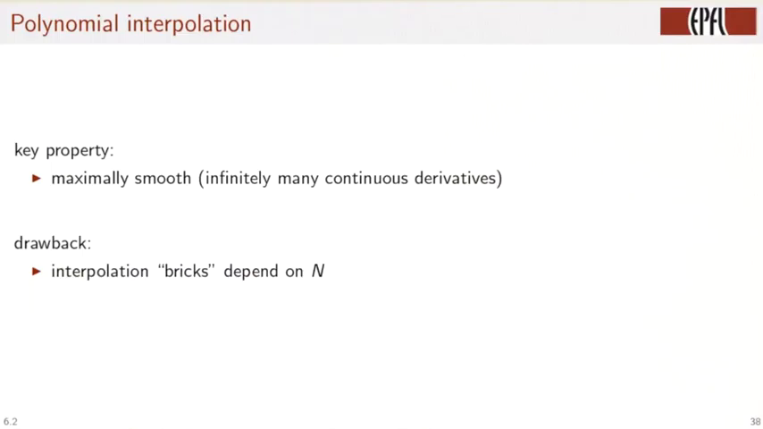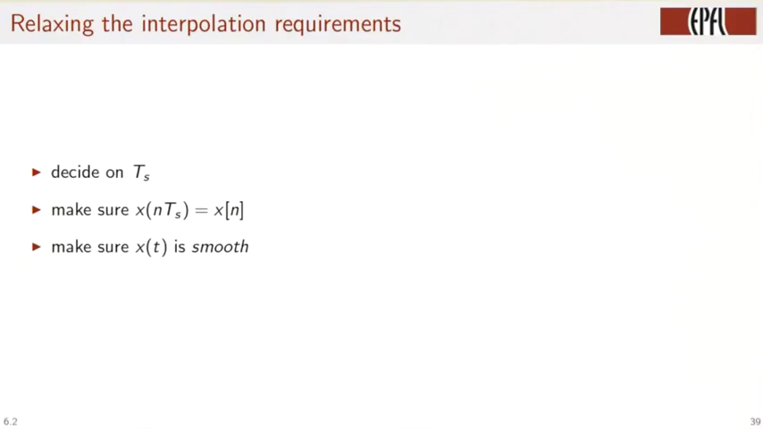The key property of polynomial interpolation is that it's maximally smooth. You can take infinitely many derivatives. The drawback is that the interpolation bricks, each piece we add, depends on n, and each piece actually looks different, for example, in the Lagrange interpolation case. Let's look at some other interpolation possibilities.